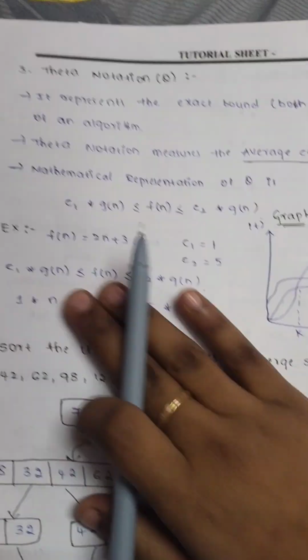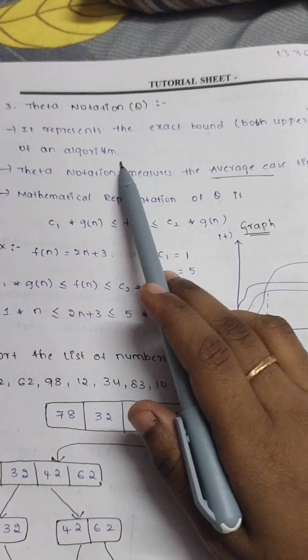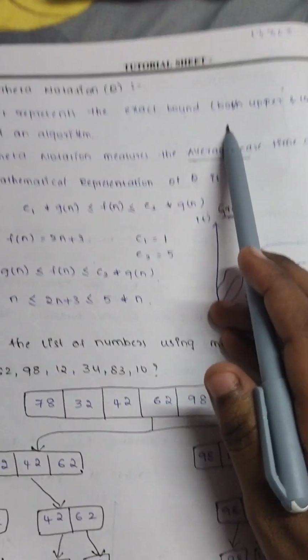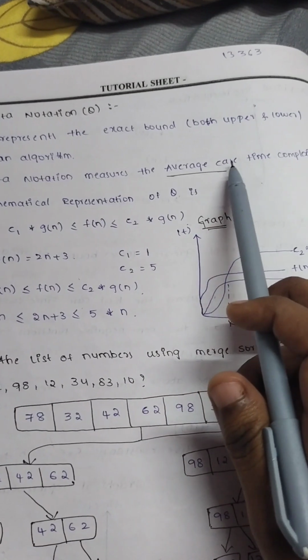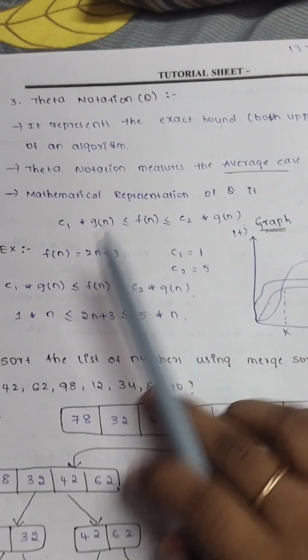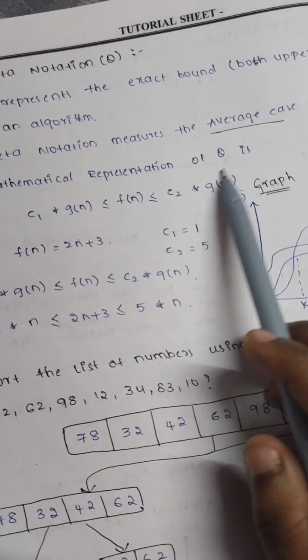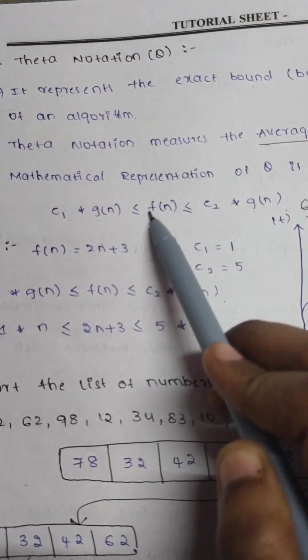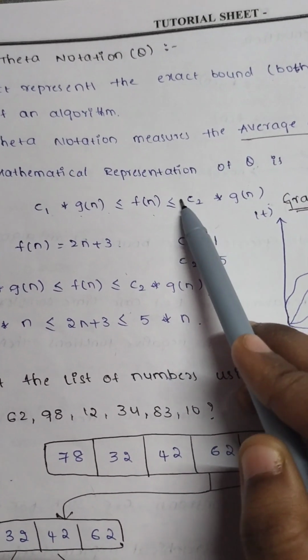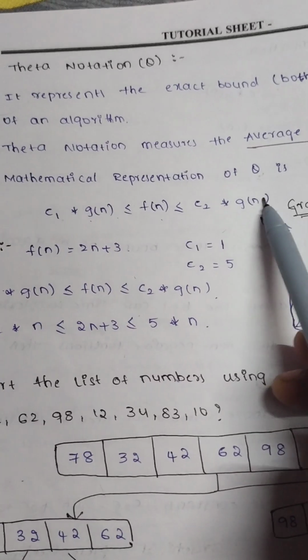Theta notation represents the exact bound, meaning both upper and lower bound of an algorithm. Theta notation measures the average case time complexity of an algorithm. The mathematical representation of theta is c1 into g of n less than or equal to f of n less than or equal to c2 into g of n.